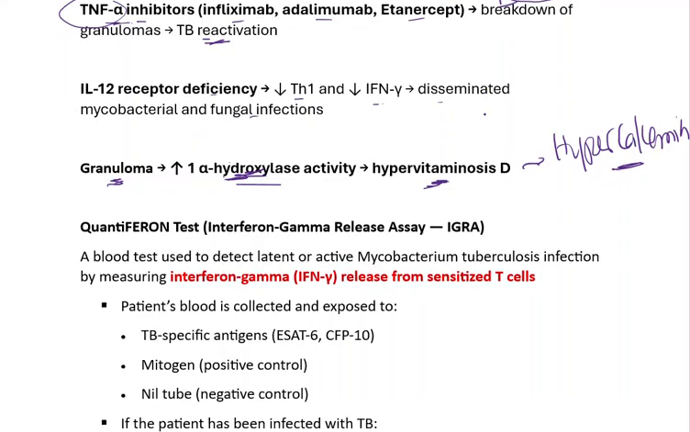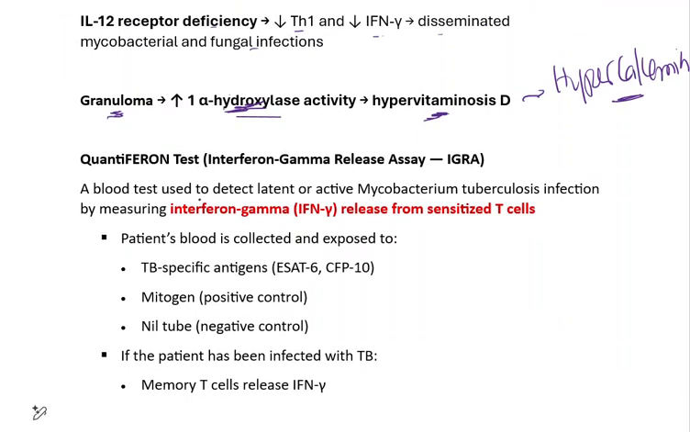Other clinical correlation that we can also talk about is the QuantiFERON test, or QuantiFERON Gold test, right? So what is this test looking for? This test is checking for the interferon gamma release assay. So this is a blood test used to detect latent or active Mycobacterium tuberculosis infection by measuring interferon gamma release from sensitized T cells.